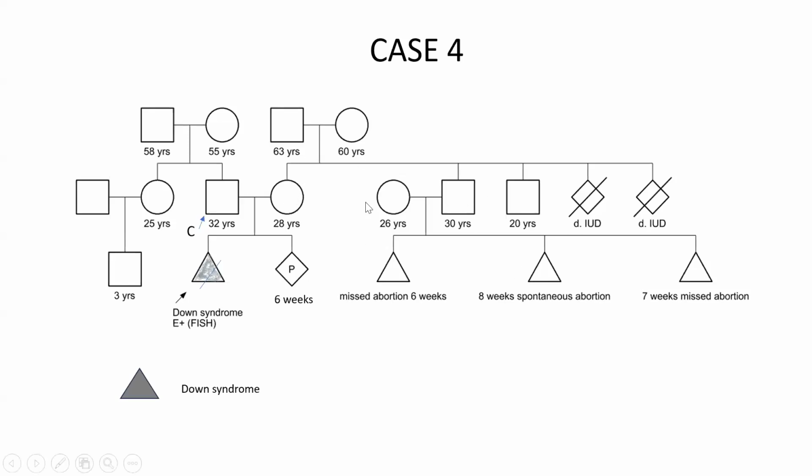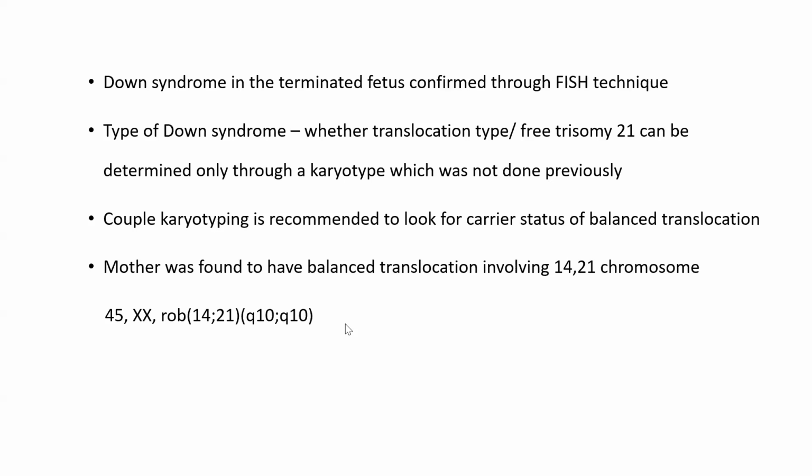So from the wife's side, the wife's brother had 3 early first trimester miscarriages, and there were 2 IUDs in the wife's mother as well. So now, the previous child had Down syndrome, which was confirmed through FISH. In the current pregnancy, they want to know the recurrence risk of Down syndrome. The FISH technique does not give us the type of Down syndrome in the baby. It can be because of translocation type, or because of free trisomy 21, which can be determined only through a karyotype, which was not done previously.